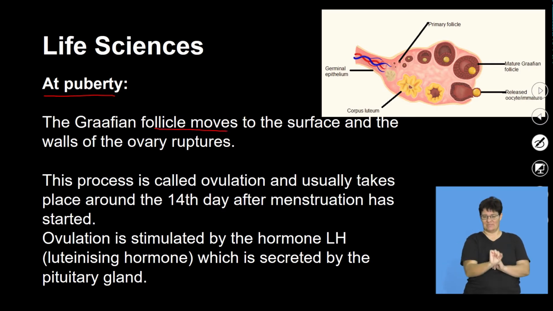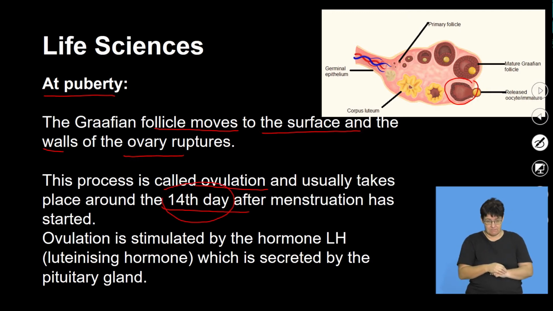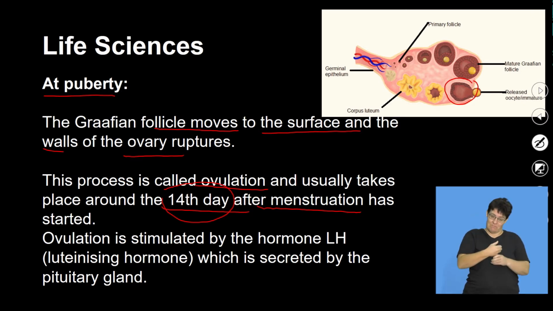The Graafian follicle moves to the surface and the walls of the ovary rupture. When that process occurs, we say that ovulation has taken place, and this is usually around day 14. Okay, and this is based on the day when menstruation has started. So when a female starts her menstrual flow, that is regarded as day 1. So the 14th day after that would be seen as the day when ovulation is most likely to occur.